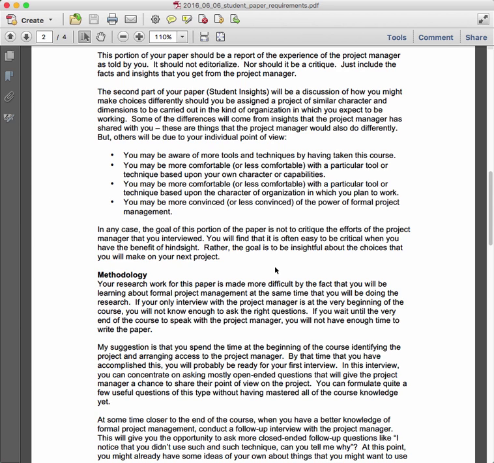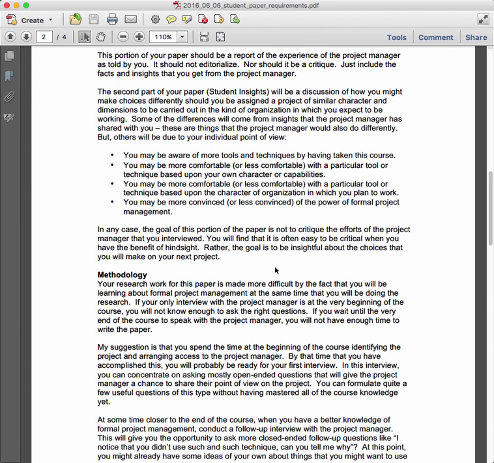Again, the second part of your paper is going to be called Student Insights. It will be a discussion of how you make choices either the same or differently should you be assigned a project of similar character and dimensions to be carried out, and what kind of organization you're going to be working. So how might what you do be different than the project manager who you interviewed?